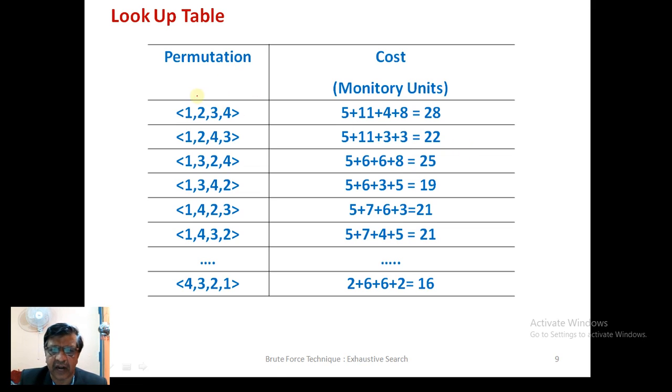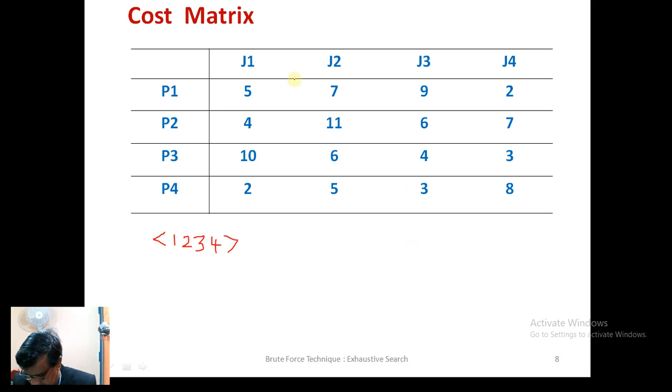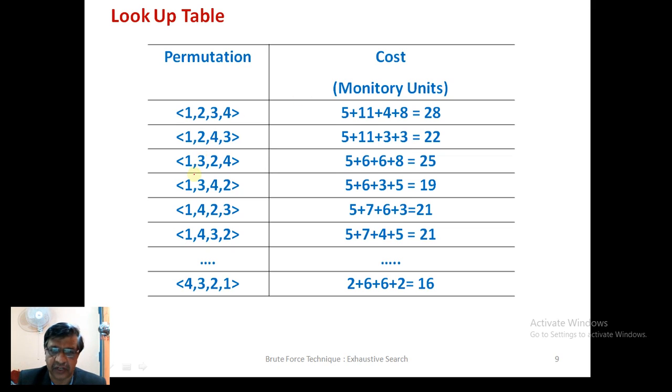So now we will start arranging this in dictionary order. So 1, 2, 4, 3. So it is person 1 job 1, person 2 job 2, person 3 job 4, person 4 job 3. If you go on adding these units from the cost matrix, it is going to give us 22 units. And here once again, person 1 job 1, person 2 job 3, person 3 job 2, person 4 job 4 will give us 25 units.